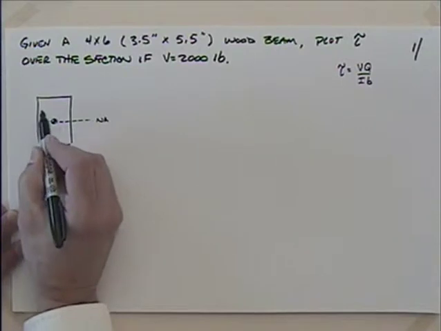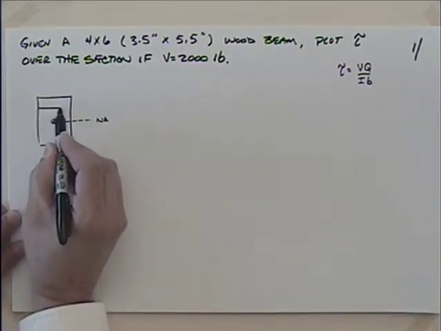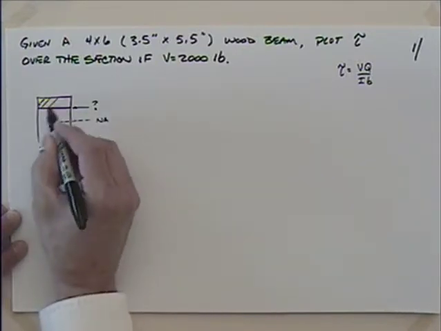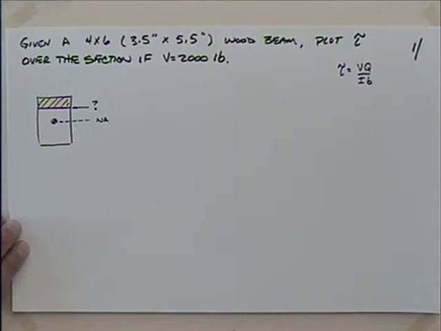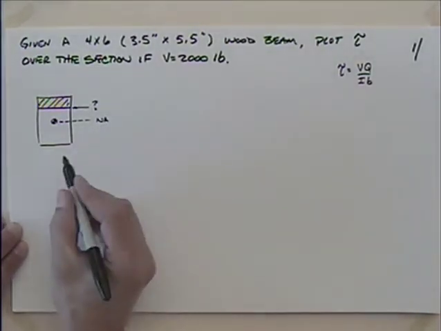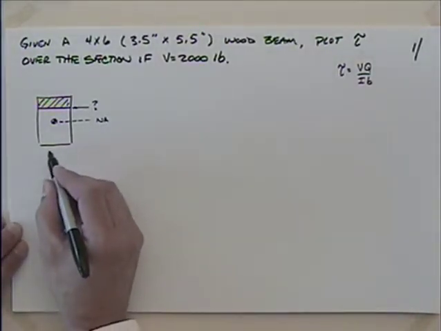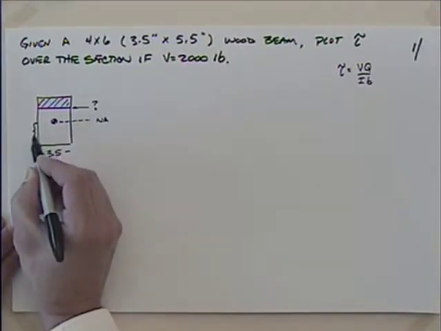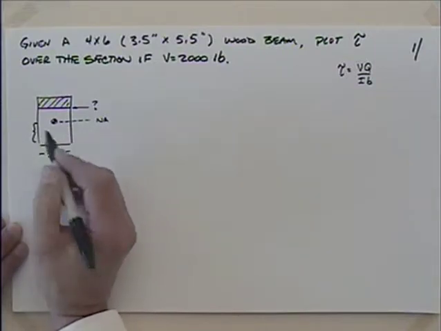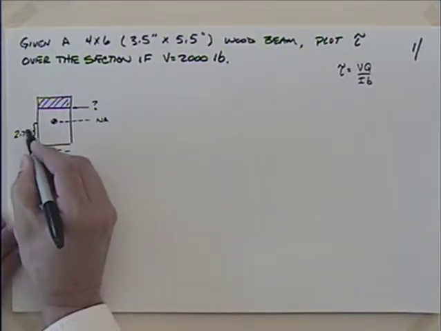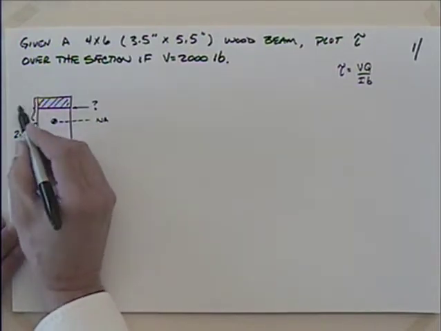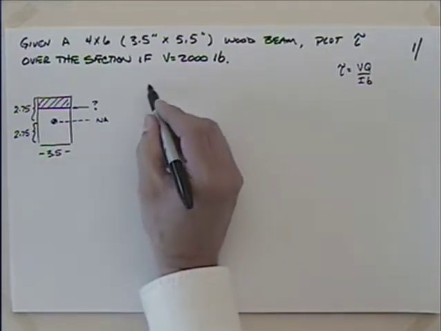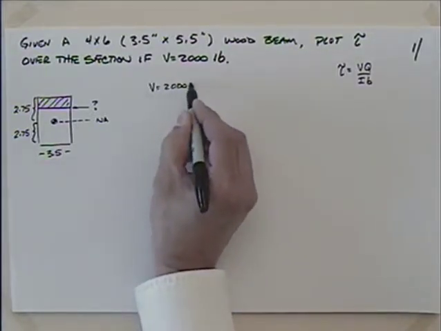And I'm just going to hypothetically say, let's say that I want to find the shear at that point right there. Okay, so there's some area above that. Let me put down my equations here. This is 3.5 there, and then it's half of 5.5, 2 3/4, 2.75, and this will be 2.75. So if I inventory what I have, V is 2,000 pounds.